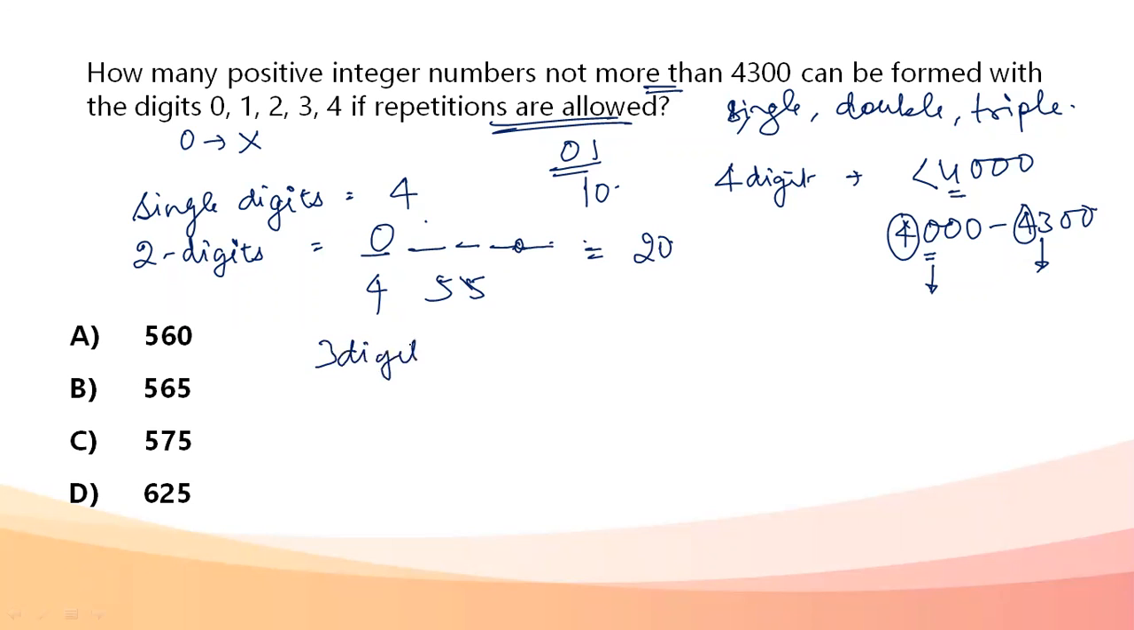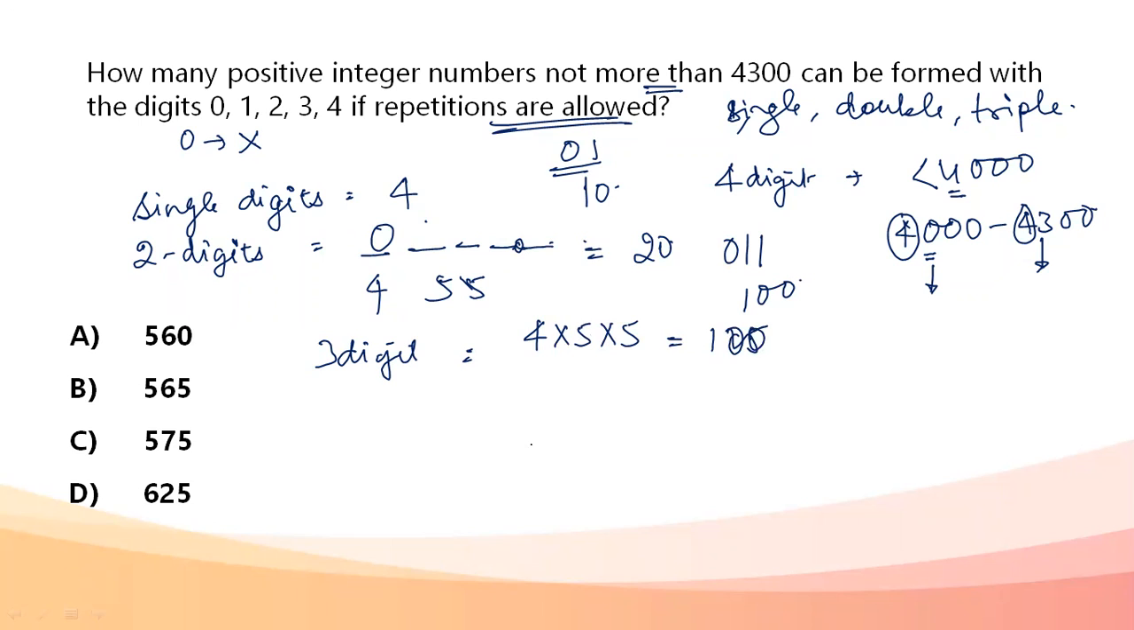Similarly, for a three digit number, the same concept applies: 4 into 5 into 5, because 0 1 1 is not a three digit number, but 1 0 0 can be. That becomes 100 ways.